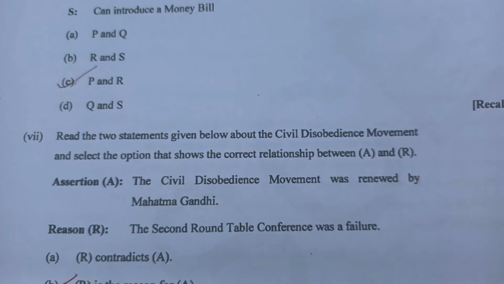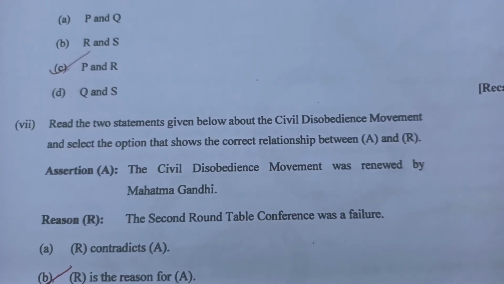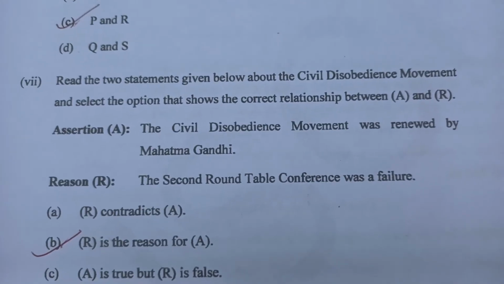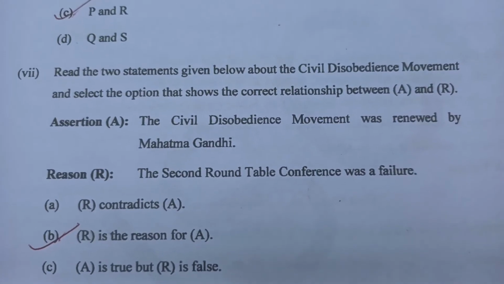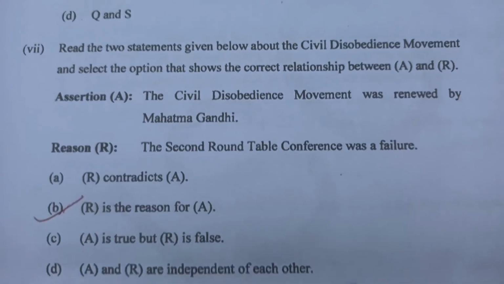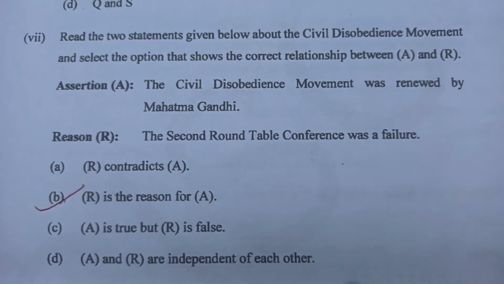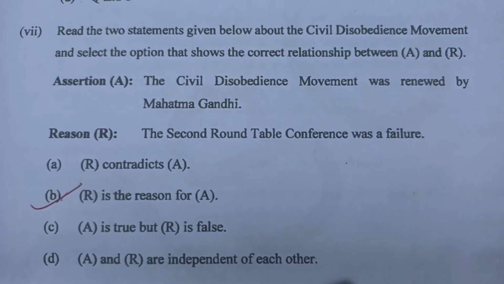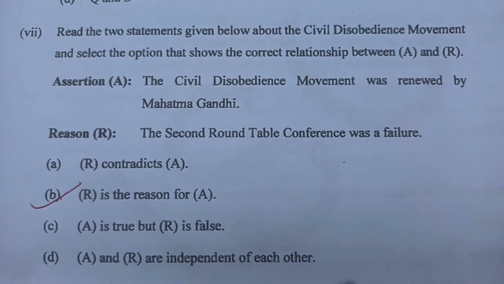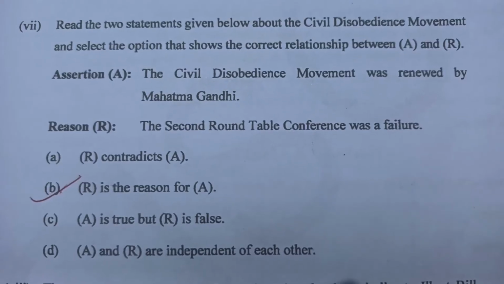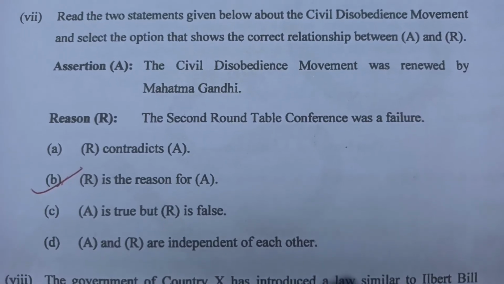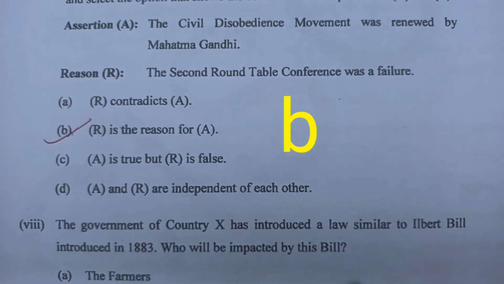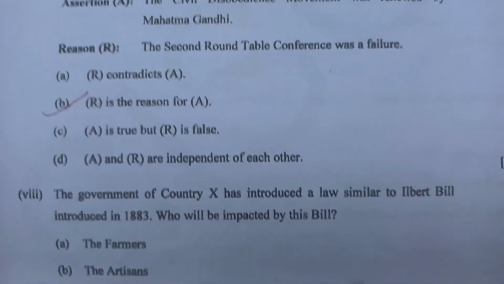7. Read the two statements given below about the civil disobedience movement and select the option that shows the correct relationship between A and R. So the assertion and the reason are given there. The civil disobedience movement was renewed by Mahatma Gandhi. Reason, the second round table conference was a failure. So here option B is correct. R is the reason for A.